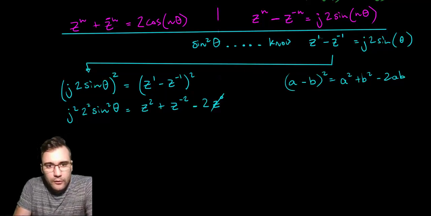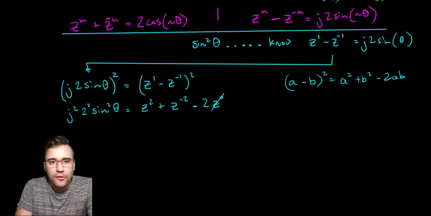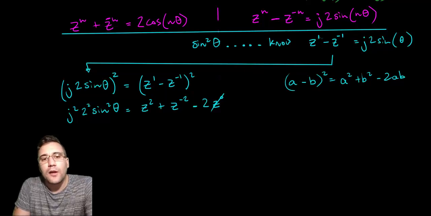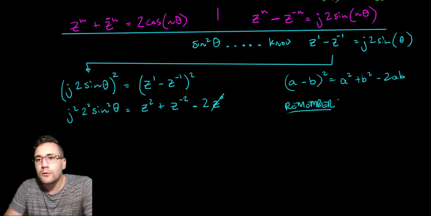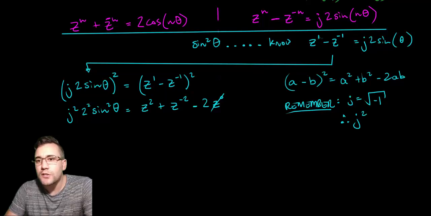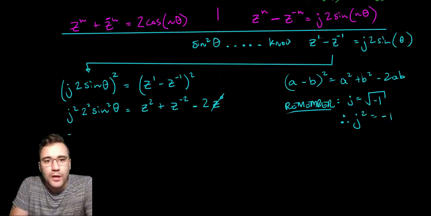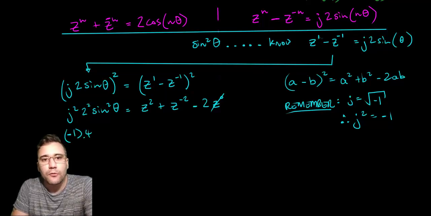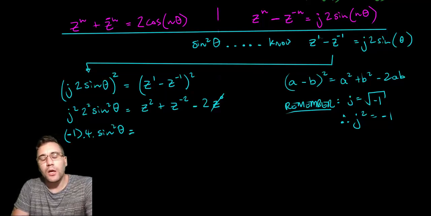All right, cool. Let's work on this left side. j squared. What's j squared? Well, remember, j is equal to the square root of negative 1. Therefore, j squared is equal to negative 1. So this becomes negative 1. 2 squared is 4, right? Times 4 times sine squared theta. And now we're getting somewhere because we actually have a sine squared theta term here.